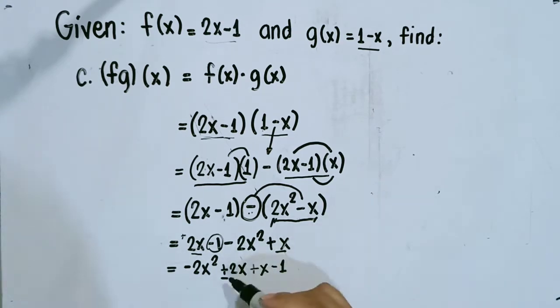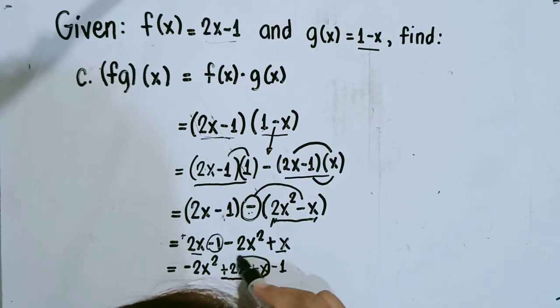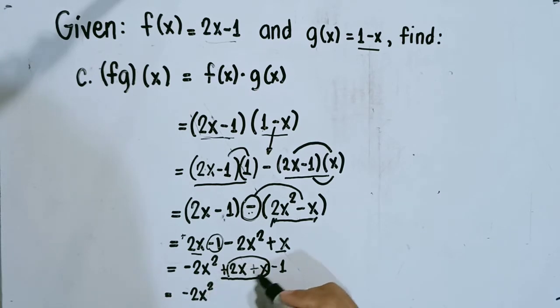Then we have to combine like terms. The similar terms here are 2x and x. So our answer is negative 2x squared, then 2x plus x, we have 3x, minus 1.